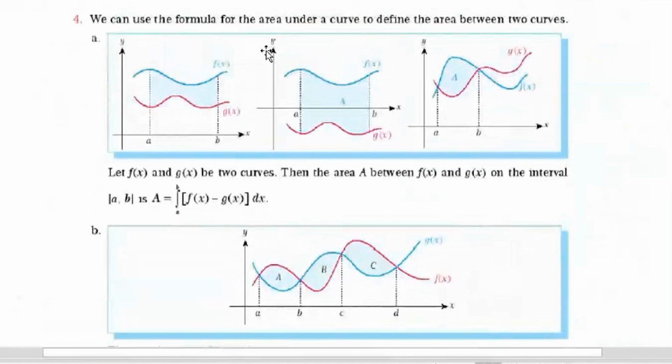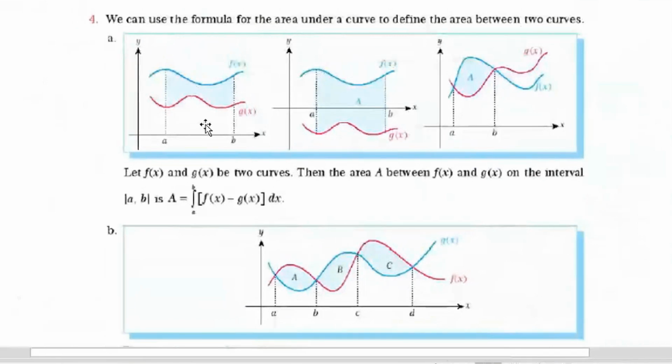So number four, we can use the formula for the area under a curve to define the area between two curves. So there are three figures illustrated in this conclusion. The red one here is the g of x, and the graph for the f of x is the blue one. So the shaded part there is the area between the two functions.